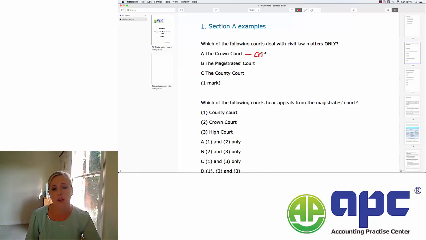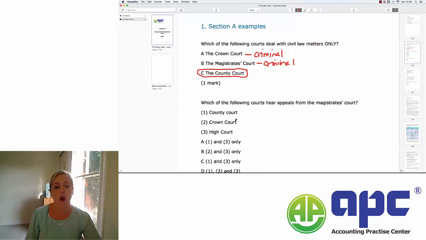If you remember when we were looking at criminal law, cases either start life in the Magistrates Court or they start life in the Crown Court. So on that basis, this is a criminal court too. And that will depend upon whether they are a summary, indictable or triable either way offence. So the answer here is the County Court, option C. The County Court is purely a civil law court. You won't find any criminal actions in this court.